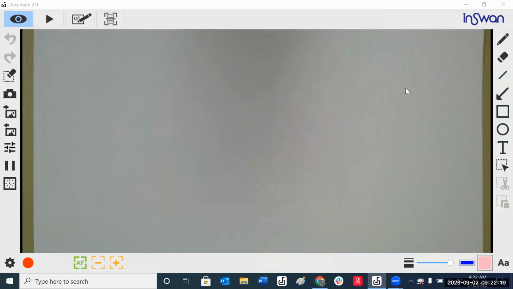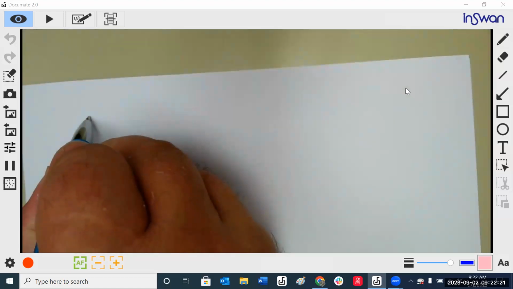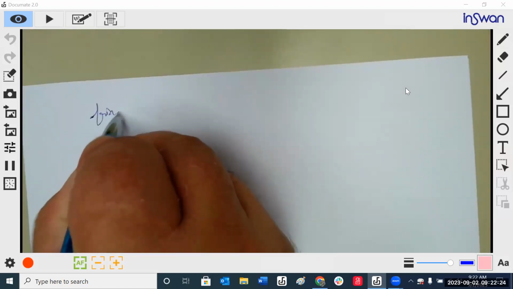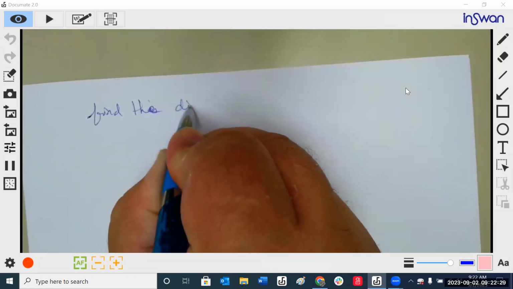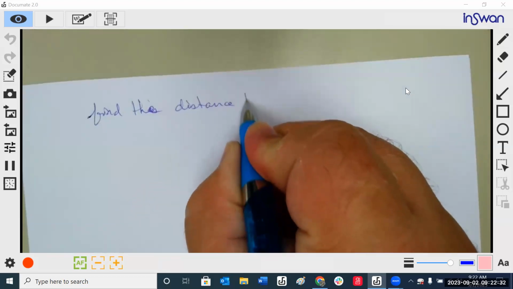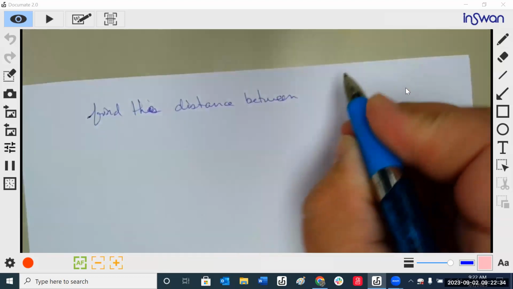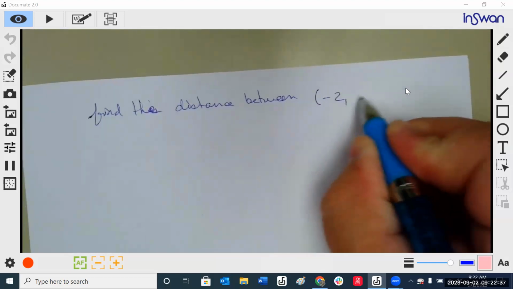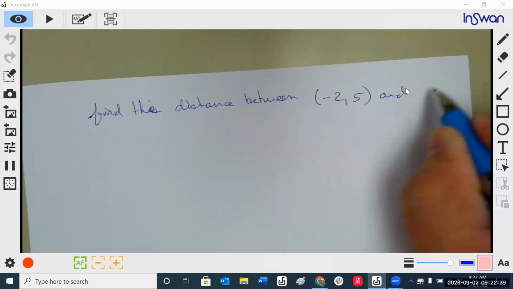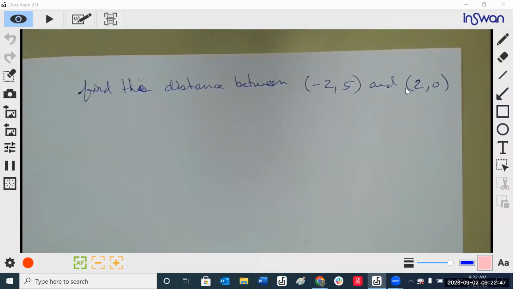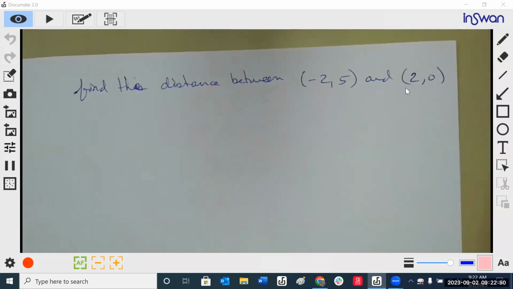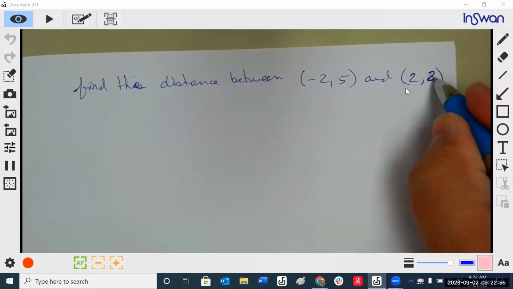All right, so here's an example. Find the distance between -2, 5 and 2, 2.